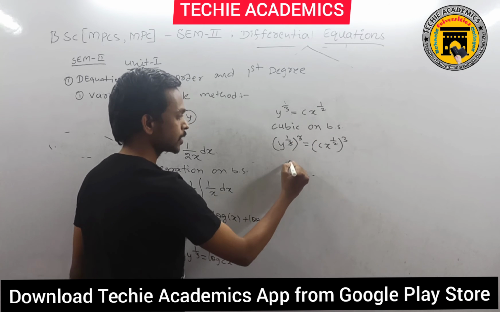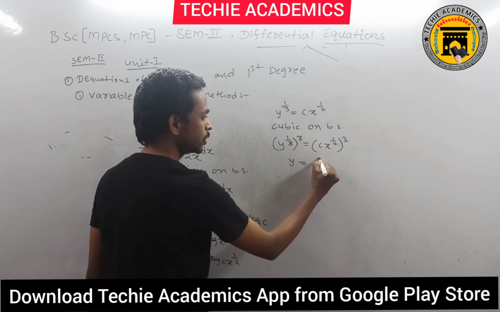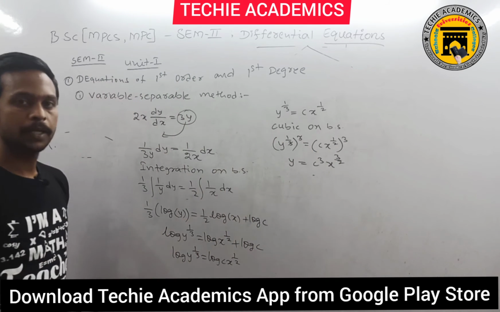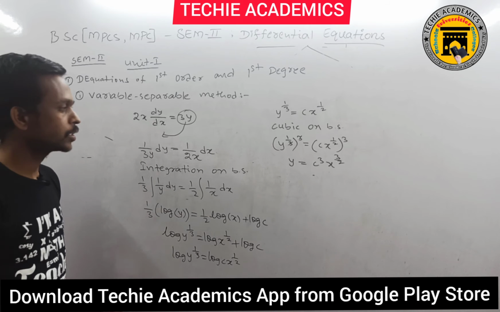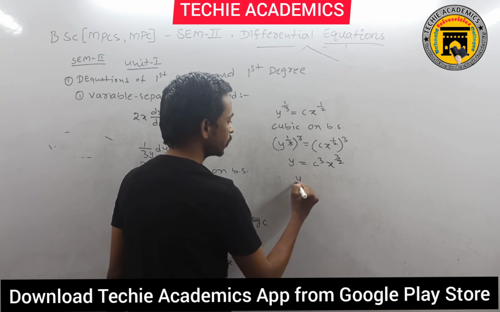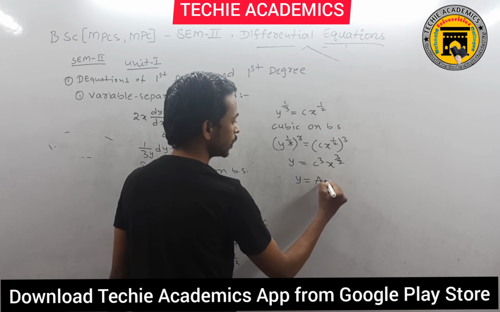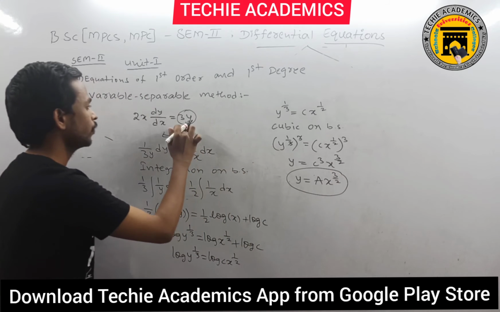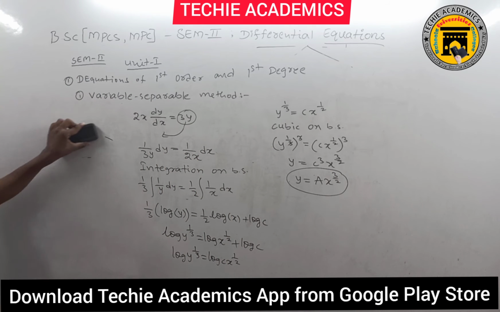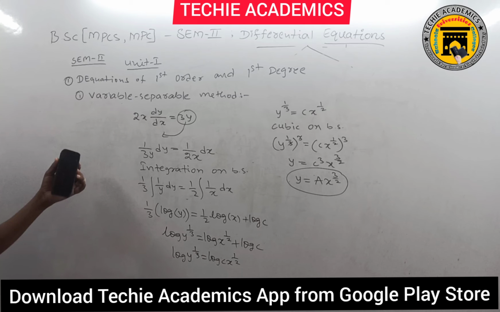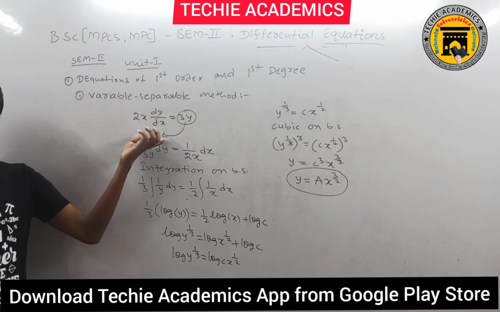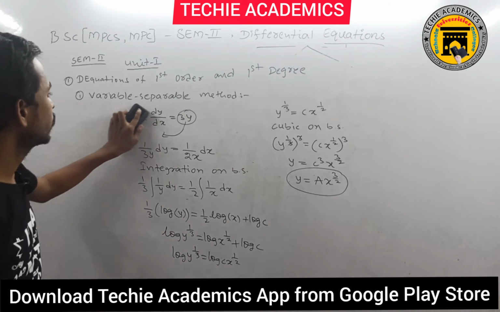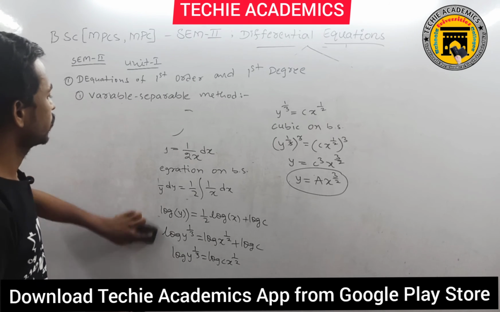This 3 will be cancelled. So y is equal to c cube x power of 3 by 2. Here c cube is nothing but a constant, so you can replace it with one more new constant, that is a or anything, a x power of 3 by 2. So this is the general solution of a given differential equation. So this is the method to solve a given differential equation by using variable separable method. Okay, see one more problem, one more general problem.